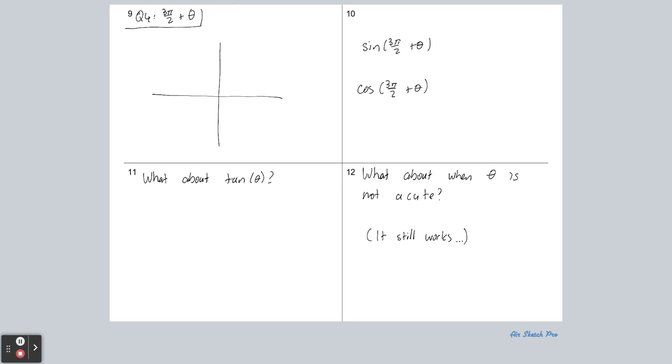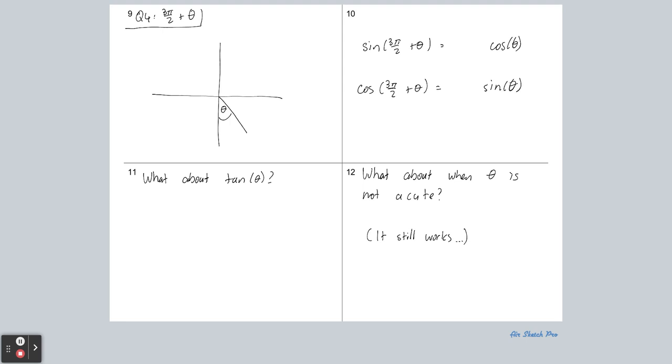Fourth quadrant, we've got 3 pi on 2 plus theta. So we've got 3 pi on 2 to that point, and then plus a theta gets us into here, into the fourth quadrant. And then we are going to do the same sort of swapsies again. So sine of 3 pi on 2 plus theta becomes cos theta, and then we need to think about the sign, and then cosine of 3 pi on 2 plus theta is going to become the sine of theta.